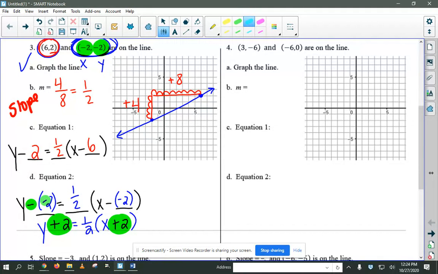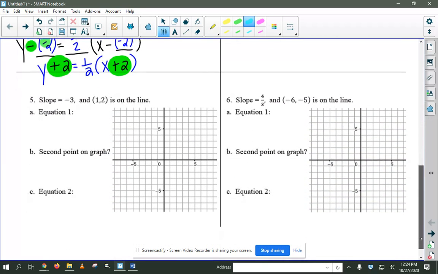Similar story for the first point. I had a positive 6 and a positive 2, but they show up as a minus 6 and a minus 2 in my equation due to the fact that my formula has subtraction. All right, I'm going to move on to 5.